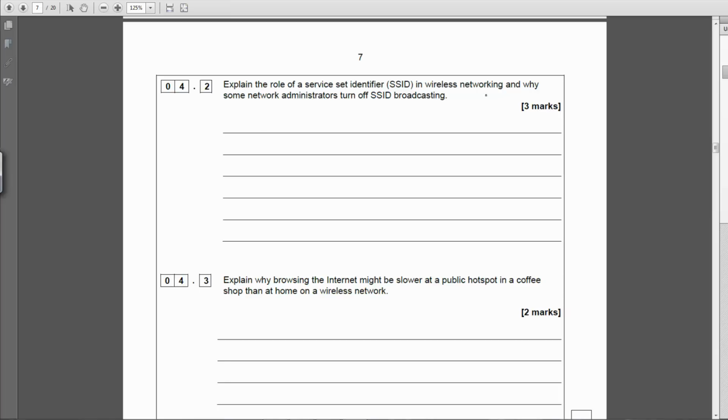So, you know, when you connect to Wi-Fi, you list the networks in your vicinity on your phone or on a computer, and it's the network name, so it might be the name of your household, whatever. And so it's asking why some network administrators turn off SSID broadcasting. Okay, so this is about security, and actually okay, so let's firstly explain what this does. So it's the name of a network.